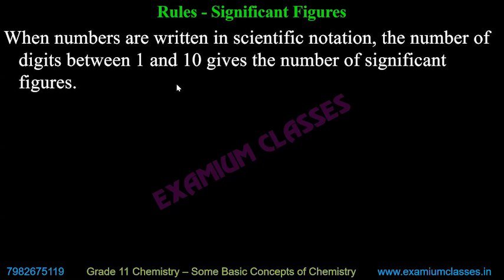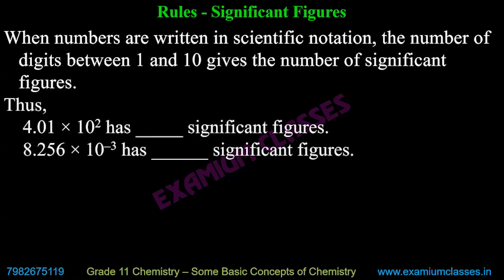Okay. When numbers are written in scientific notation, the number of digits between 1 and 10 gives the number of significant figures. So if I write it in scientific notation, only this part will decide the significant figures. Only this part, not the exponent part. So here you have three significant figures. Here you have four significant figures.